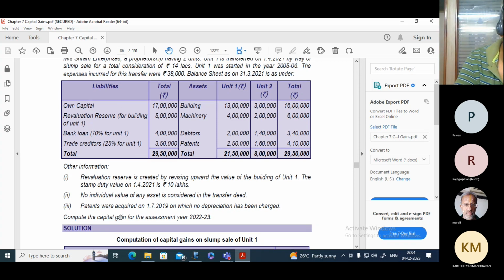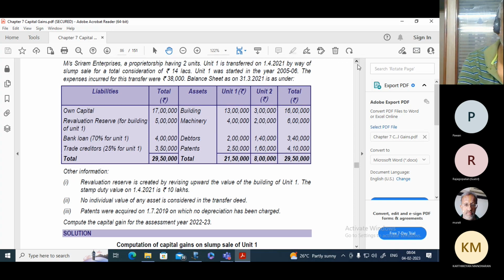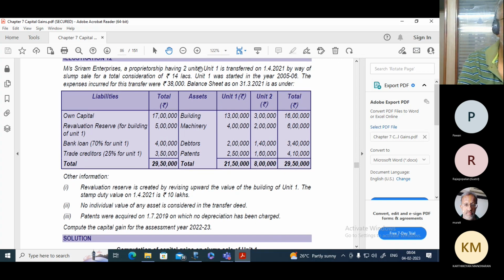So the question is about capital gain computed for the assessment year 22-23. They have two units. Unit number 1 was transferred on 1/4/2021 by way of slump sale for a consideration of 14 lakhs. So whether 14 lakhs will be taken up for the purpose of this? 14 lakhs will be ignored. We'll be taking up the higher of the two. What are the higher of the two? Fair value given up, taken up fair value.